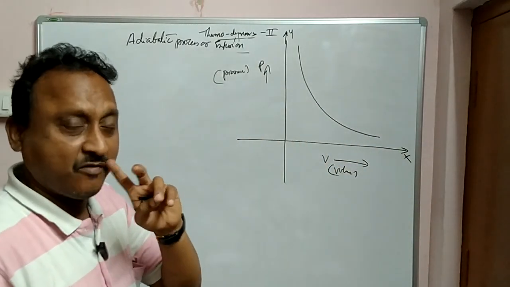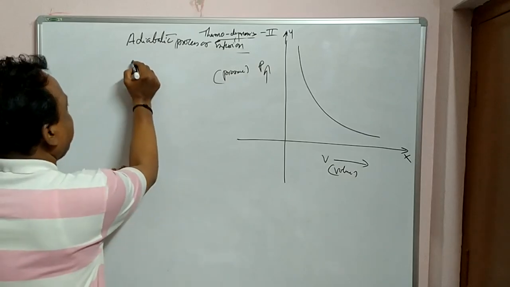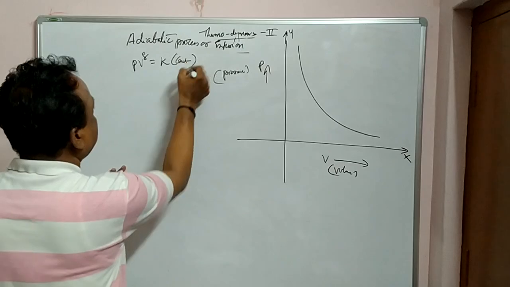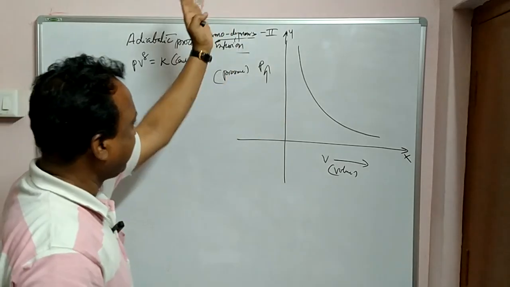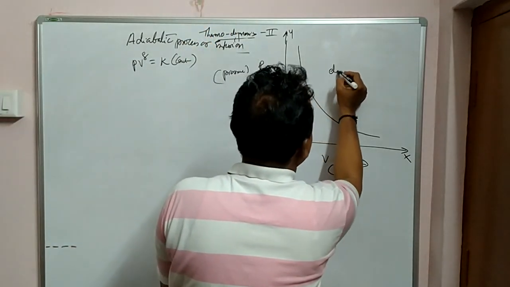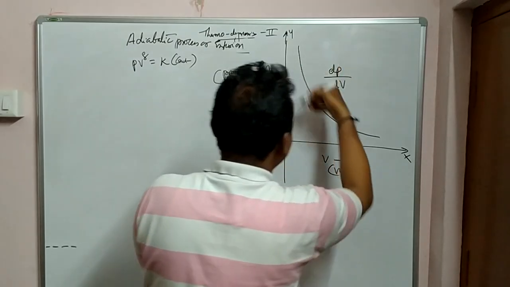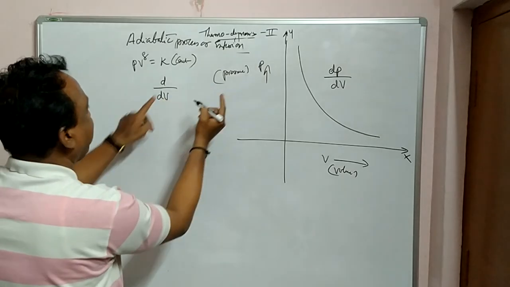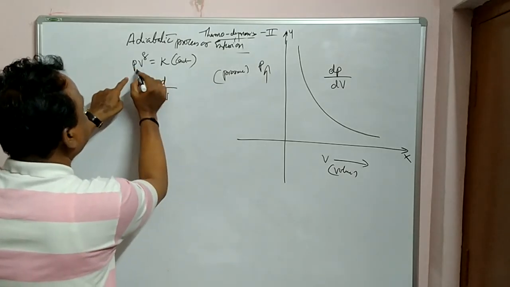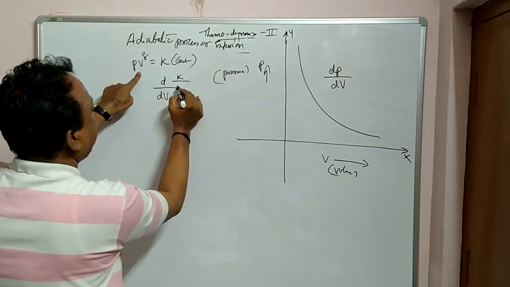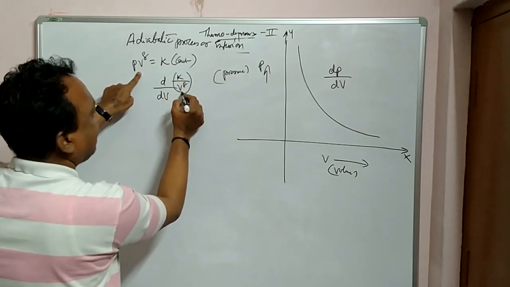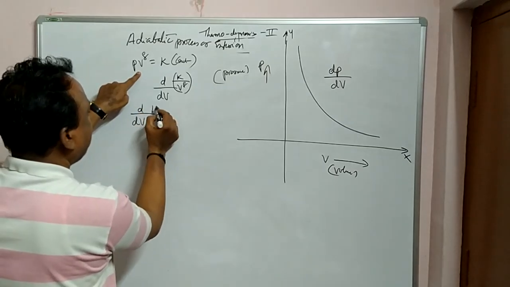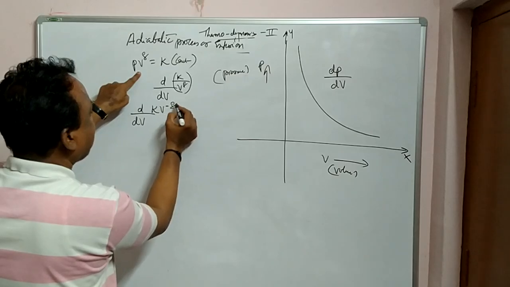Now in this case, what will be the slope? See here, we have already learned PV to the power of gamma is equal to constant, the adiabatic process law. So what is the slope again? Decreasing, negative slope. Slope means dP by dV, negative, decreasing. That means d by dV of P. So what is P from here? P equals K by V power gamma, or I can write d by dV of K V to the power of minus gamma.